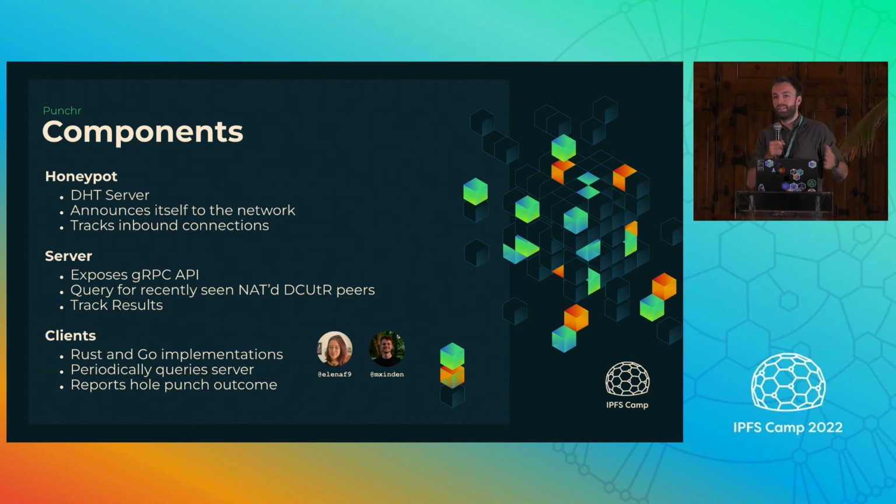So when a peer behind a NAT tries to retrieve something from the DHT, by chance, they will end up at the honeypot, and if the peers advertise a relay address, we just persist those multi-addresses, and thus have detected a peer behind a NAT at this point. Then those peers that were detected get served through the server component that just exposes a simple gRPC API with just 2 endpoints basically.